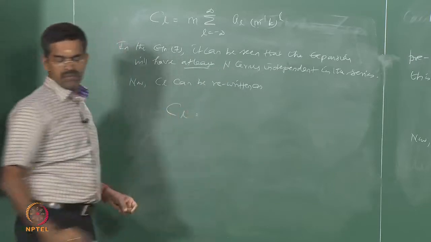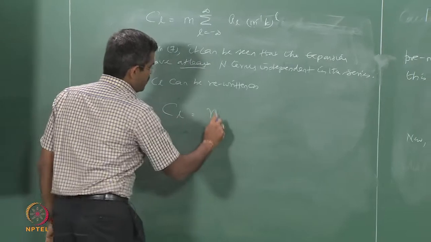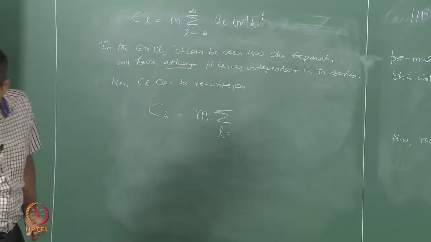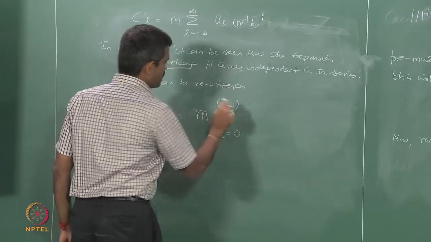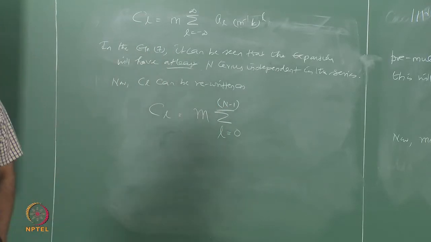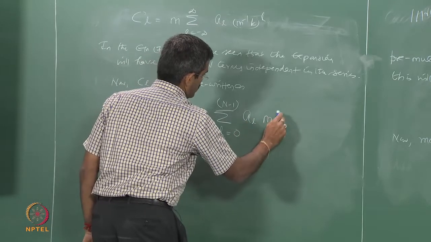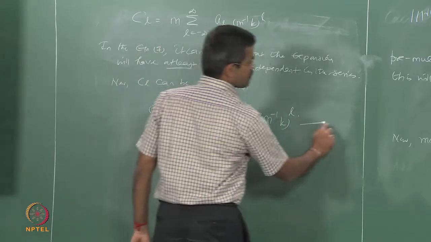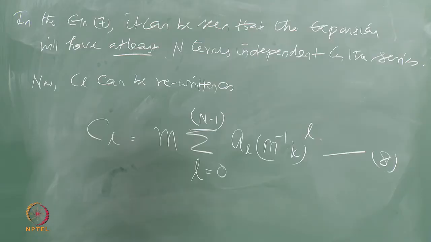and now I can say C_L can be written as m expansion, leaving the negative terms. Why I am saying n minus 1? Nth term will be repetitive. Call this equation number 8, because this is same as that equation I just written for my convenience.